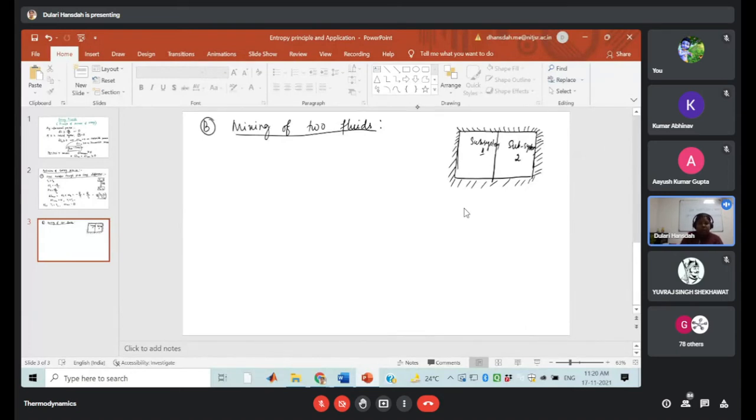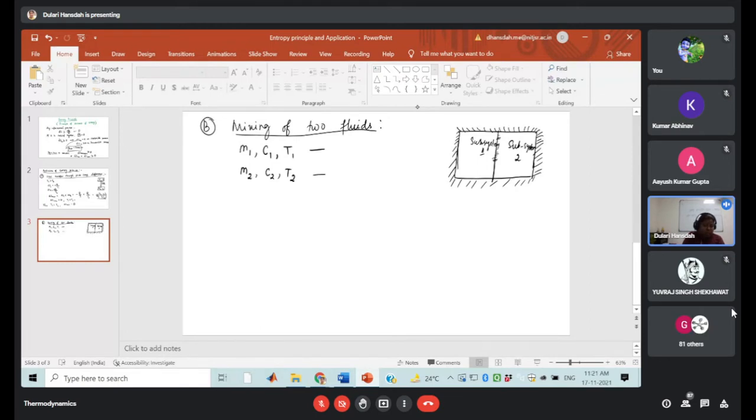In subsystem 1, let us consider a certain amount of fluid having the mass m1. It has the specific heat, or heat capacity, c1. Also it has the temperature T1. This is for subsystem 1. Similarly, subsystem 2 also has a certain amount of fluid having the mass m2, specific heat C2, and temperature T2. So this one is your partition, between subsystem 1 and subsystem 2. So what will we do in this case? Suppose we are removing this partition. So what will happen?